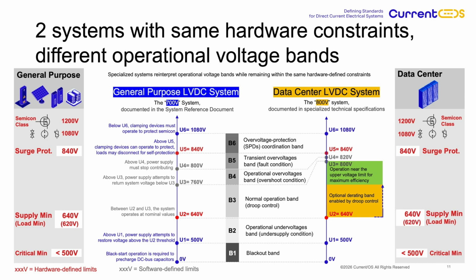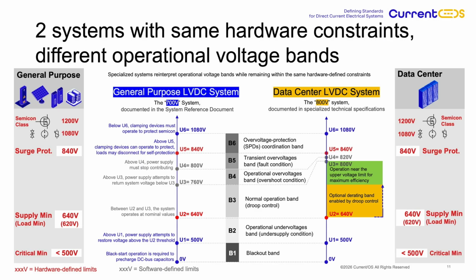The same 1200 volt class semiconductors will be used, and the same clamping devices will be required at an intermediate voltage between these 1200 volts and the nominal operating voltage. These higher operating voltages will most likely be achieved by adjusting the source settings via software. The loads used can be deployed interchangeably in both 800 volt and 700 volt systems.